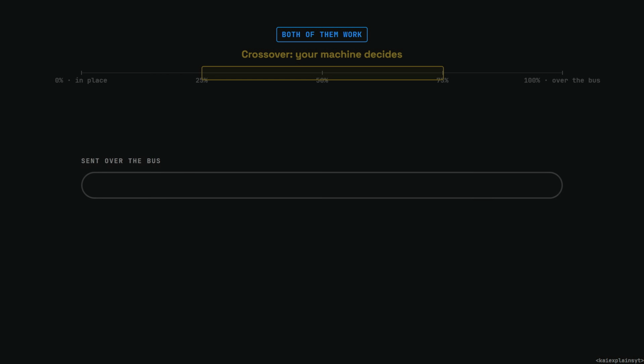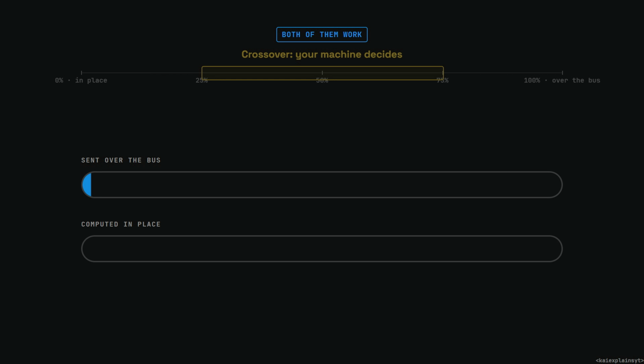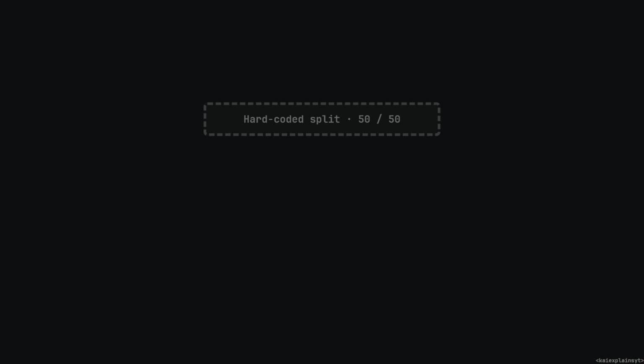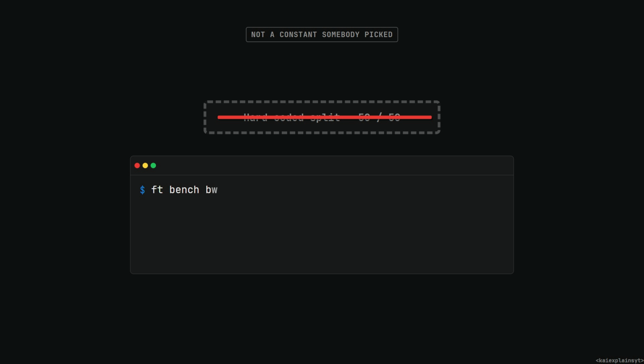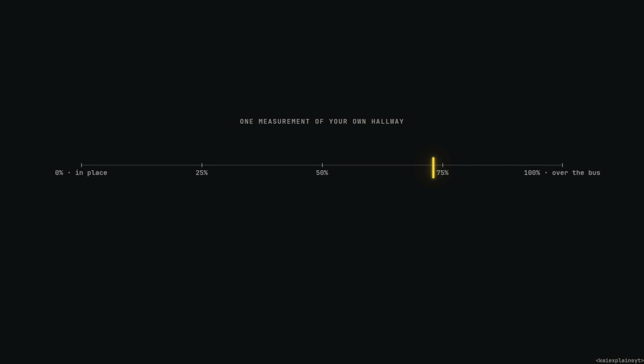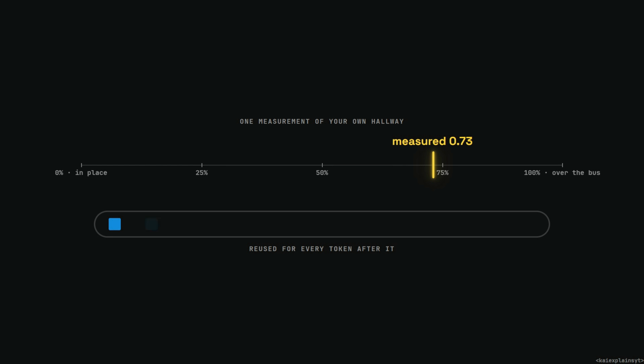So FreeToken splits the misses. Some go over the bus, the rest get computed in place, and the two are overlapped, so both resources stay busy. The split isn't a constant somebody picked either. You run one command, it times your actual hardware once, and it works out the ratio for you. That's the part that matters, and it isn't a smarter guess about the future. It's a single measurement of your own hallway that gets reused for every token after it.